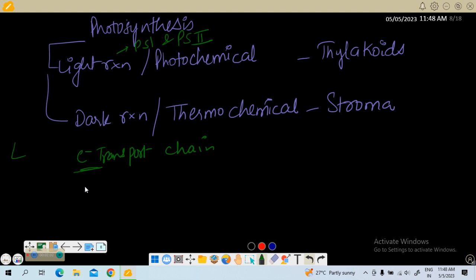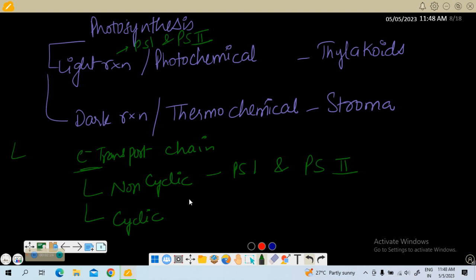So electrons move through two pathways, non-cyclic and cyclic. The non-cyclic electron transport involves participation of both PS1 and PS2, whereas cyclic electron transport involves only PS1. So in non-cyclic, the light energy of specific wavelength is absorbed by chlorophylls and accessory pigments of PS2. Here we have the PS2, the reaction center is P680 or chlorophyll A680. So P680 becomes photoexcited and exudes an electron with a gain of energy.